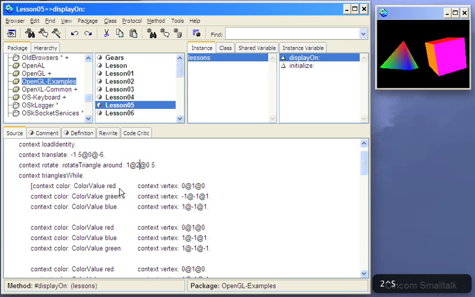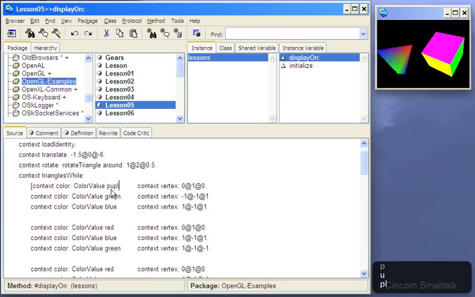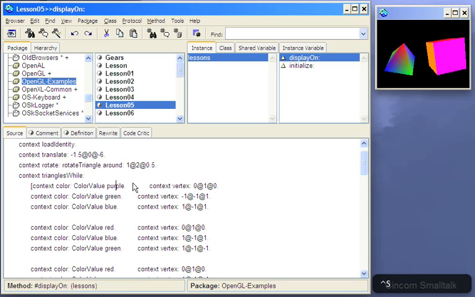Okay, so now let's get a bit strange and do something like this and put purple on one of the sides. If I could spell purple. Now we can see subtly one of the sides is now purple. In fact, we can see it just there. So this is the real fun of dynamic Smalltalk.